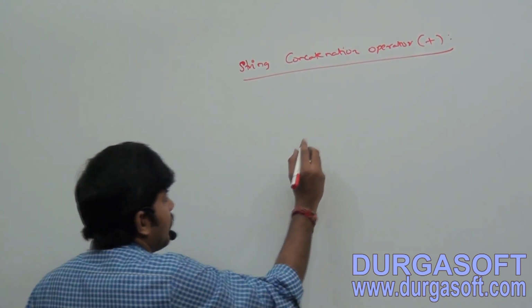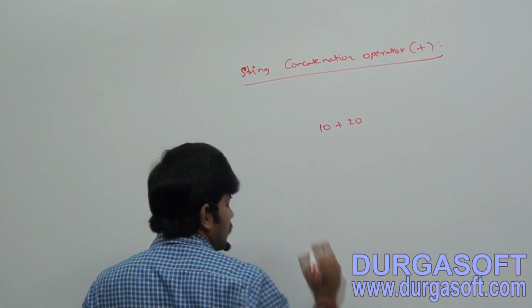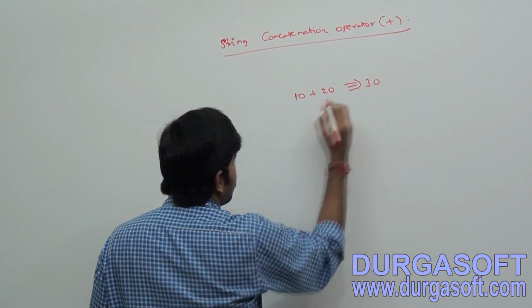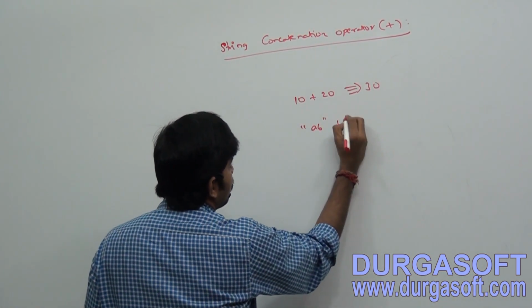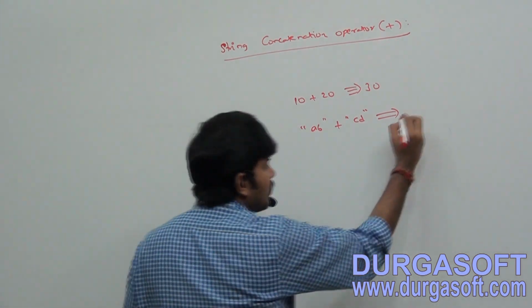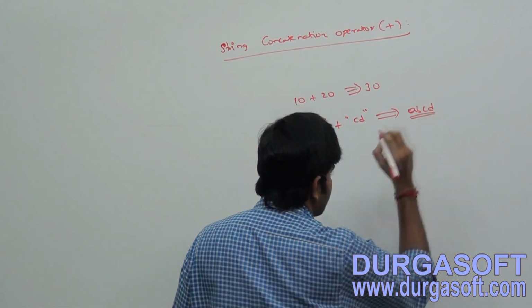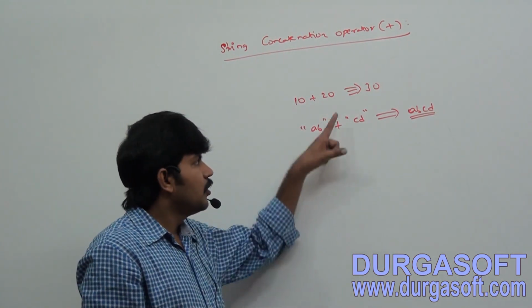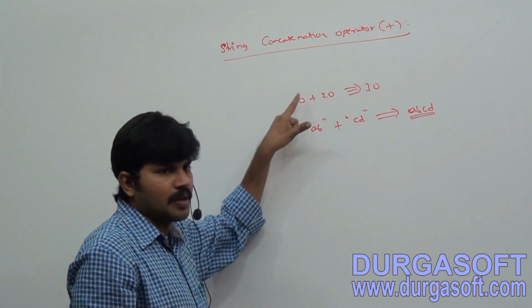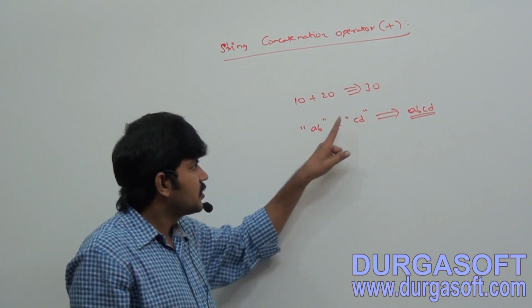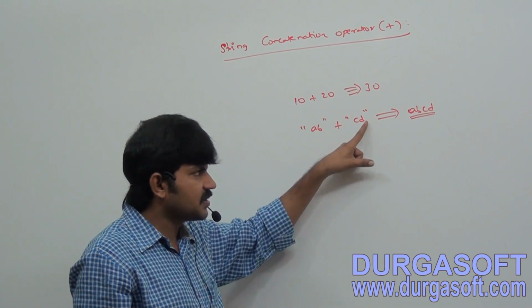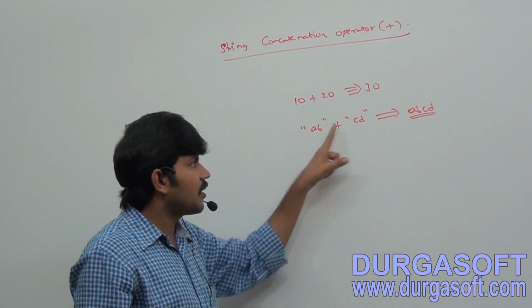Can you tell me, 10 plus 20, what is the answer? 30. AB plus CD, what is the answer? ABCD. Sometimes the plus operator acts as an arithmetic addition operator. Sometimes the plus operator acts as a string concatenation operator. AB plus CD is nothing but ABCD, which is string concatenation.